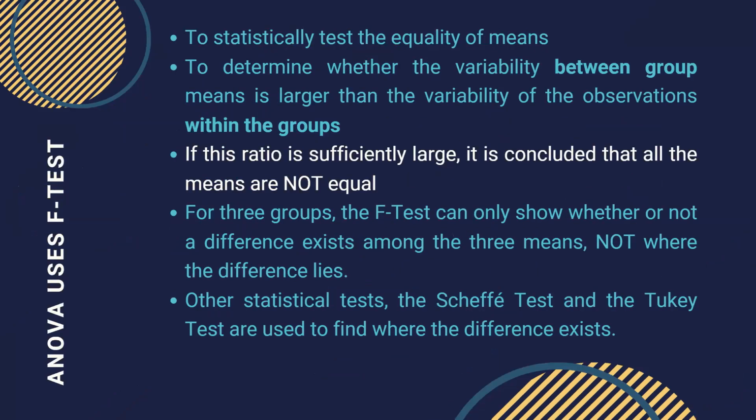ANOVA uses the F-test to statistically test the equality of means to determine whether the variability between group means is larger than the variability of the observations within the groups. If this ratio is sufficiently large, it is concluded that all the means are not equal. For three groups, the F-test can only show whether or not a difference exists among the three means, not where the difference lies. The statistical tests, the Scheffé test and the Tukey test, are used to find where the difference exists.